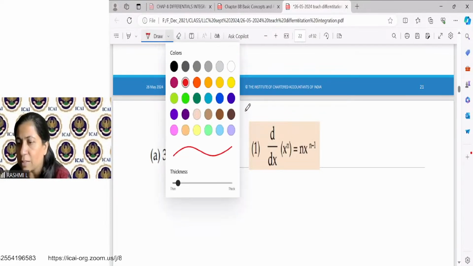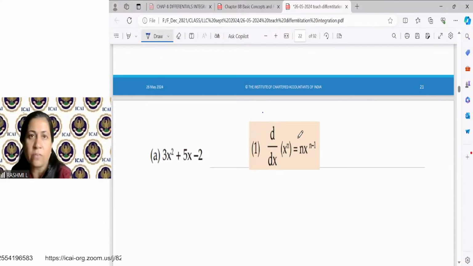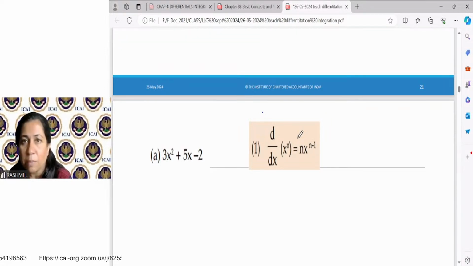What I have done is, for each sum, I have written down the formula over there so that you will be able to understand how to do this. And so when you see the sum itself, you will be able to know, okay, this I have to solve using this method.